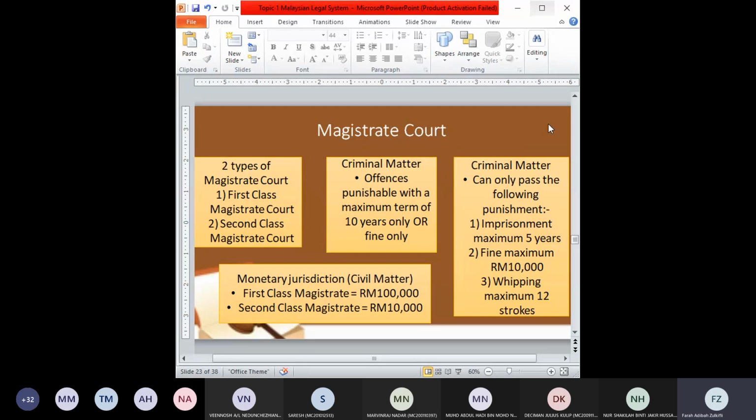So when we talk about criminal matters, if the case involves a crime, the magistrate court can only hear cases which are punishable with a maximum term of 10 years only, maximum term of imprisonment, sorry.